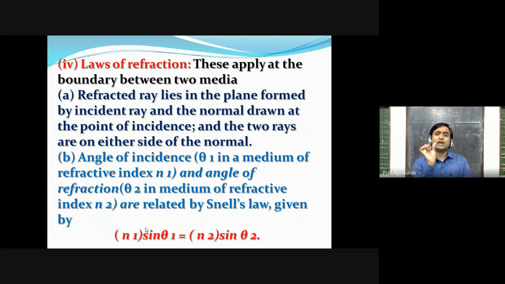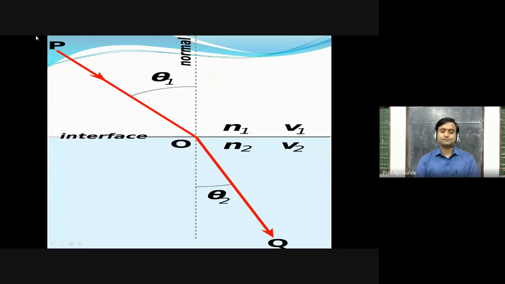These two angles, angle of incidence and angle of refraction, are related by Snell's law. And that formula is n1 sin theta 1 is equal to n2 sin theta 2, and this is called Snell's law, where n1 is the refractive index of medium 1 and n2 is the refractive index of medium 2. See this. This is the incident ray.